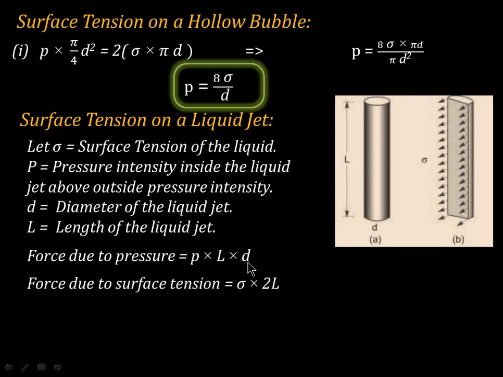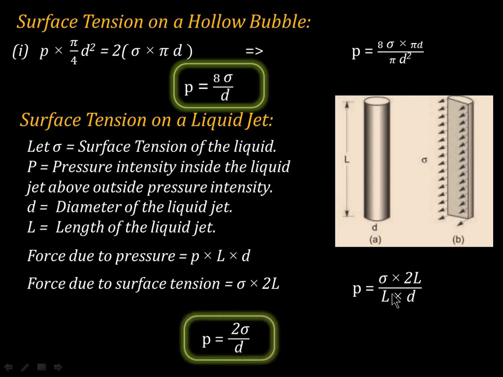And the force due to surface tension will be sigma into 2L. Here we have the length, but the length is on both sides, so that's why 2L. After equating these two things, we have P is equal to sigma into 2L by L into D, and on further simplification we get P is equal to 2 sigma by D. So this is the formula for calculation of pressure in case of a liquid jet through the surface tension.